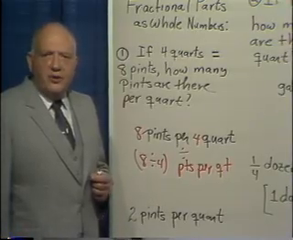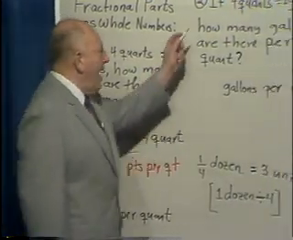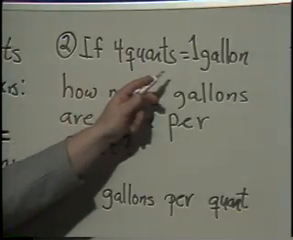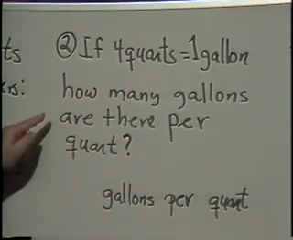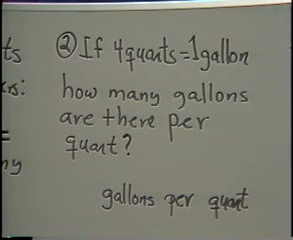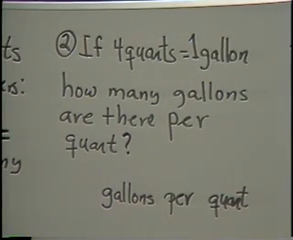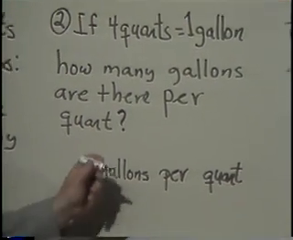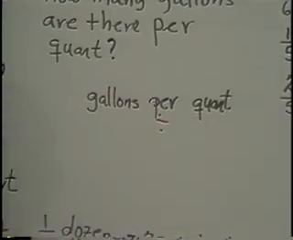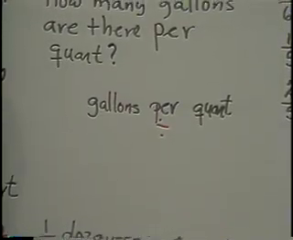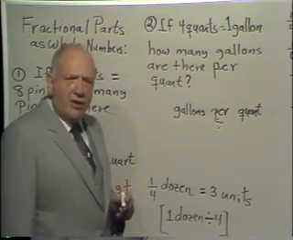Now, let's look at a problem which is the same philosophy, but it's going to force us to invent a new kind of number. We start the same way. If 4 quarts equals 1 gallon, how many gallons are there per quart? Now notice the reading comprehension here. You hear the phrase gallons per quart. And as soon as you hear that, that tells you gallons divided by quarts.